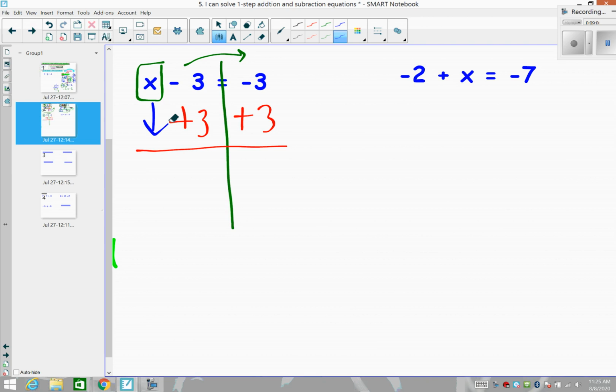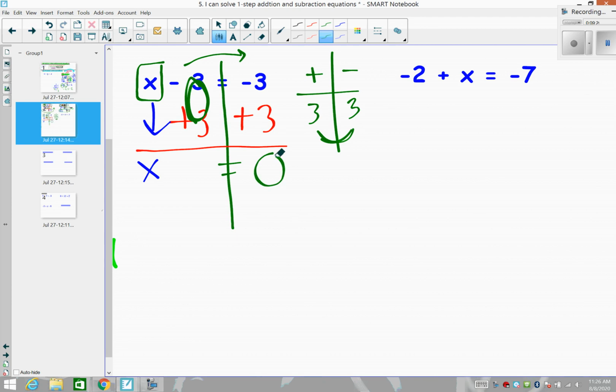If I haven't used it, drag it down. We get 0. And check out what happens on the right side. If I were to tug of war the right side, my neighbor's yard, I have 3 players on team negative, and I have 3 players on team positive. Who wins? Nobody wins. It's a tie.